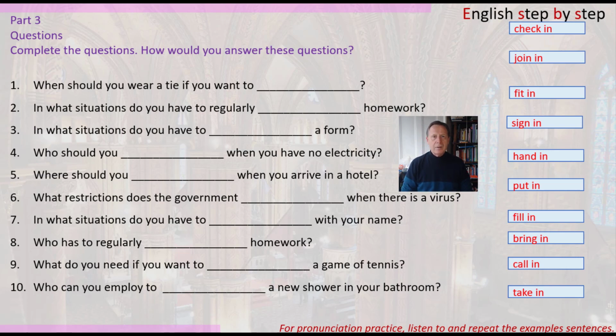Now the second part is not writing, the second part is just thinking about how would you answer these questions. Think about how you would use the phrasal verbs to answer the questions, and then I'll give you some examples in the Step 3 video of how to answer them.